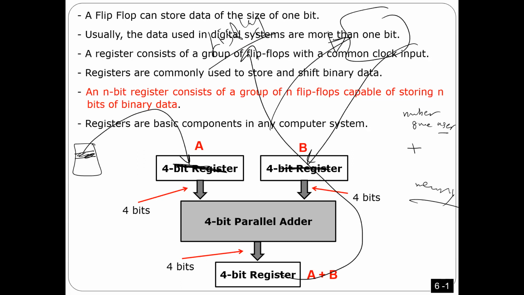The result, the other will come here. Once I get the result, I store it somewhere. After that, you can do whatever you want to do, okay? You store it in memory, you can display it. I can compare the result with a certain number, so the output here can go to the comparator.